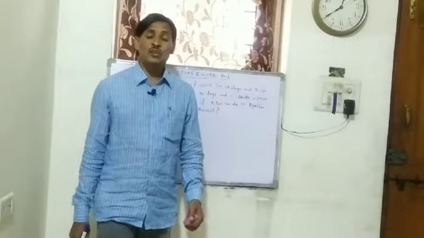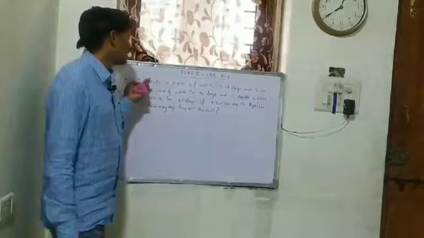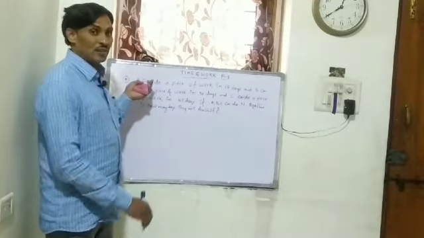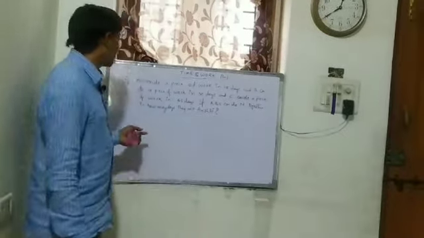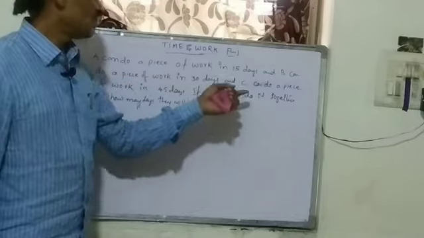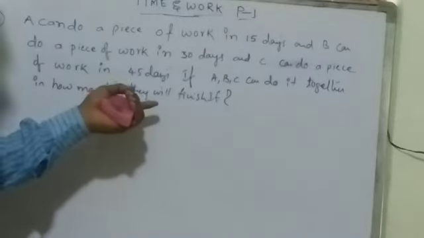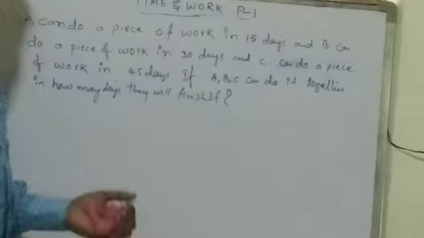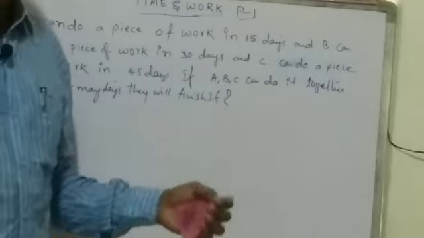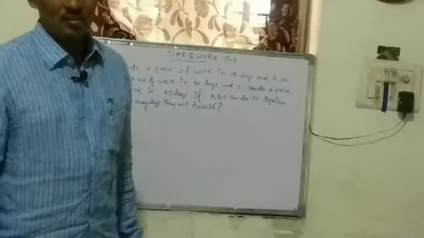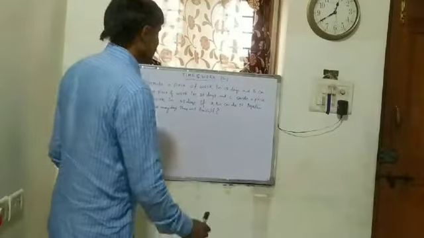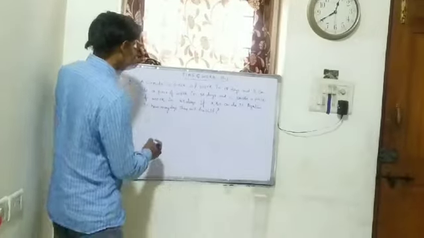Okay, now we go for the second question. A can do a piece of work in 15 days, B can do a piece of work in 30 days, and C can do a piece of work in 45 days. If A, B, C work together, in how many days will they finish it? This is the second question of time and work. First we will see the general method, then go for the shortcut method.